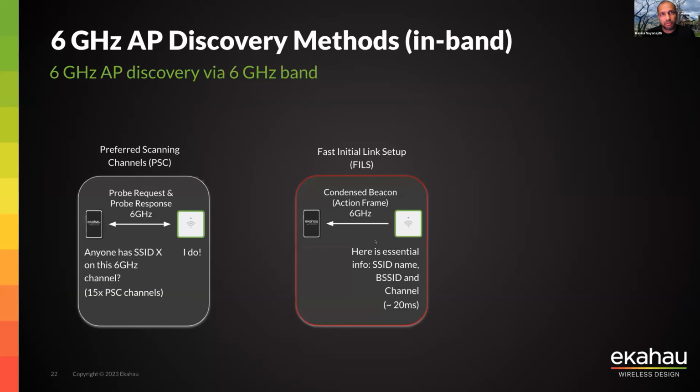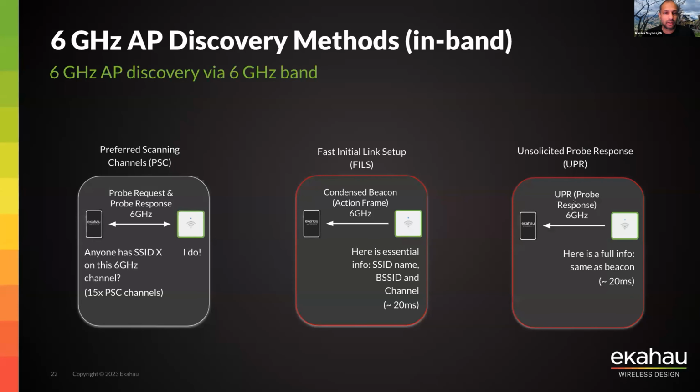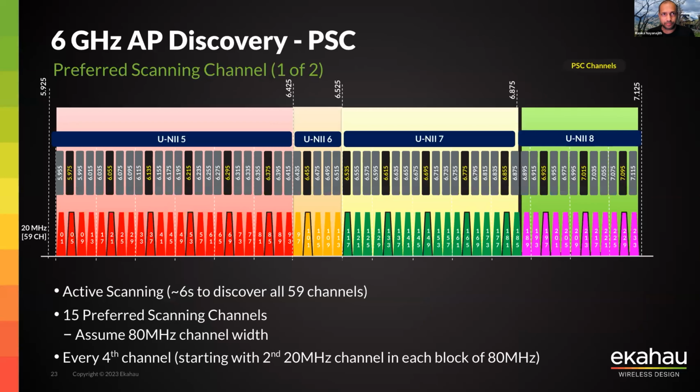The other method is called fast initial link setup, FILS, you'll probably remember the name. This is another passive discovery mechanism you can use. And the last one is called UPR, unsolicited probe responses. You will see why we highlighted it in red: it adds additional management overhead. That's why we highlight it in red, saying it is not preferred. But let's look at the technicality of these three methods.